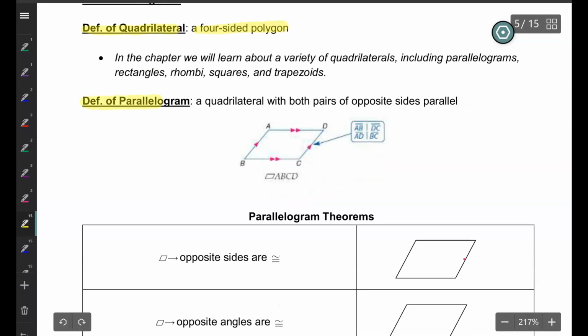So the definition of a parallelogram, if we just look at the word itself, the first part of the word is parallel. So it's a quadrilateral with both pairs of opposite sides being parallel to each other. Here we have a picture: AD and BC are parallel, AB and DC are parallel. And you'll see there's a little symbol in front, just like for a triangle. If we draw a parallelogram, that's our abbreviation.